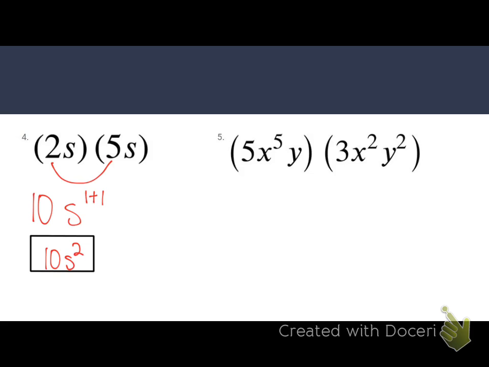On number 5, the coefficients get multiplied together. Okay, so 5 times 3 gives me 15. X to what power? The 7th. Good. We got to take the 5 plus the 2. Y to the 3rd power, because this y back here has a 1 on it. This one's got a 2. Questions? Concerns? Need more time?